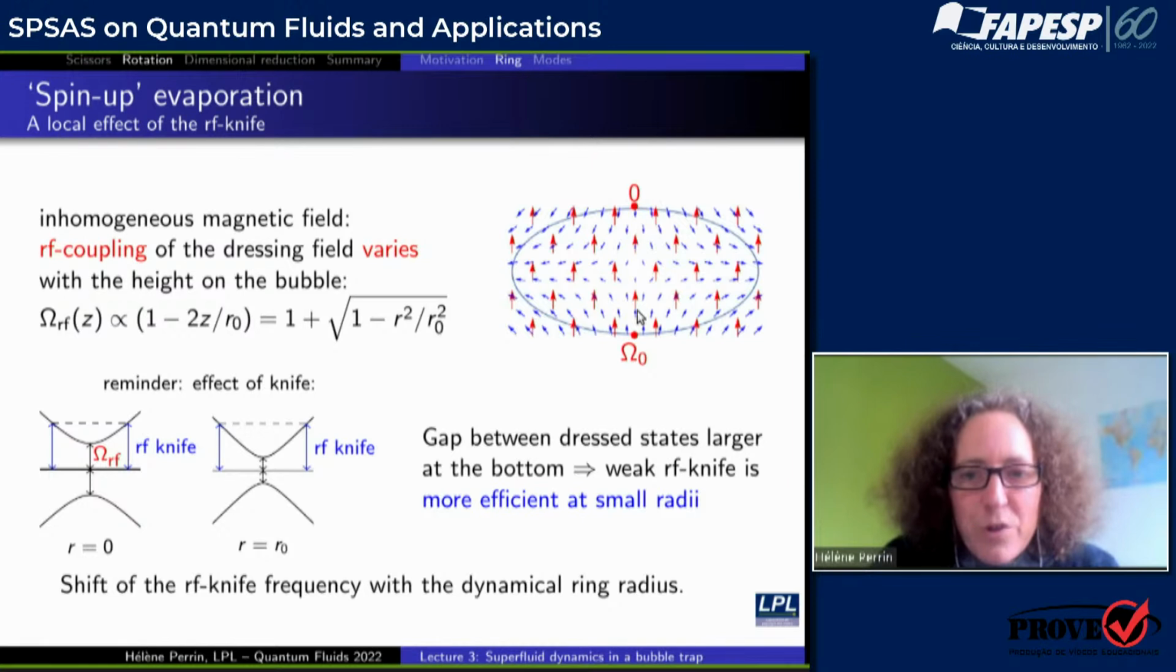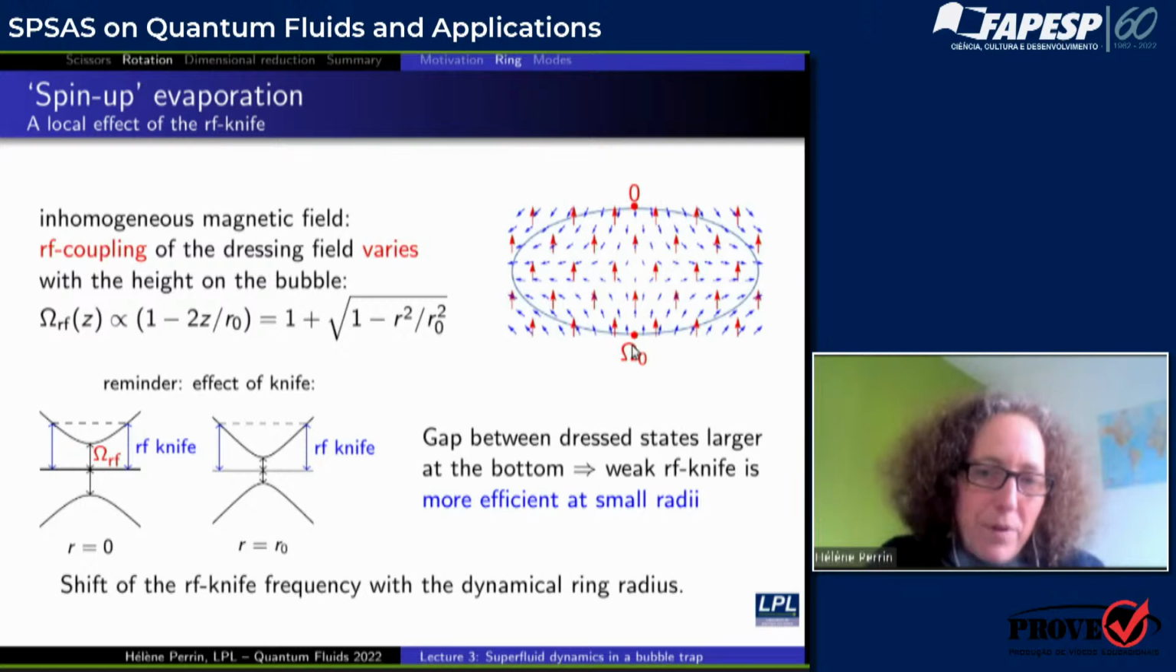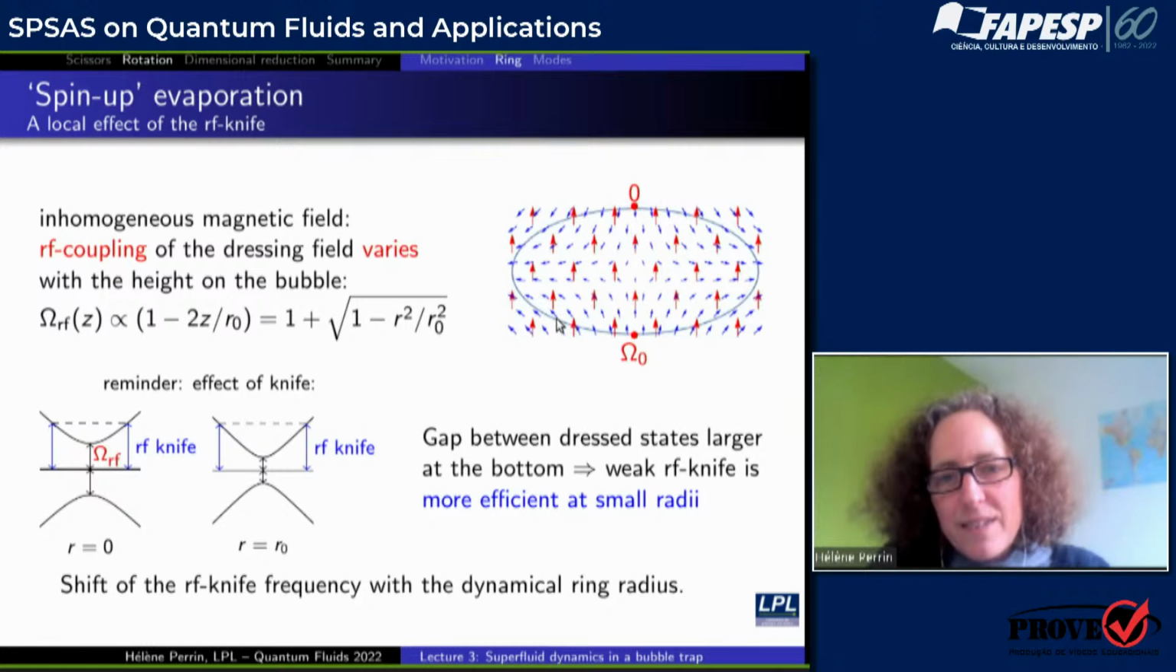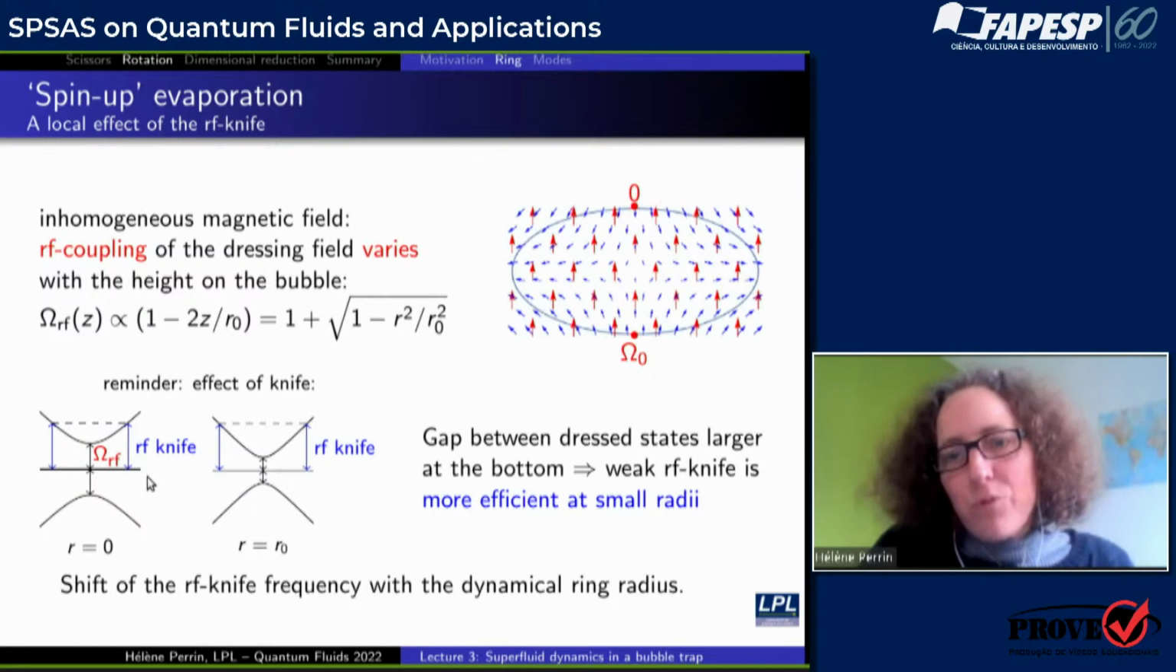Now, remember that we have the gas downwards, which is rotating and which starts to climb the edges. The consequence is that I will have an avoided crossing because of the omega plus coupling, which is larger at the bottom than at some finite distance, corresponding to some finite height. If I look at this point here, the coupling is smaller, so my avoided crossing occurs with a smaller gap. And when I perform evaporative cooling, I do it with some fixed RF knife frequency.